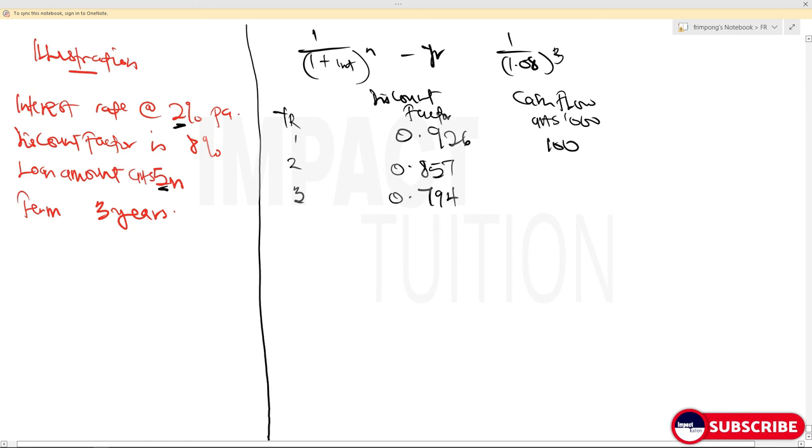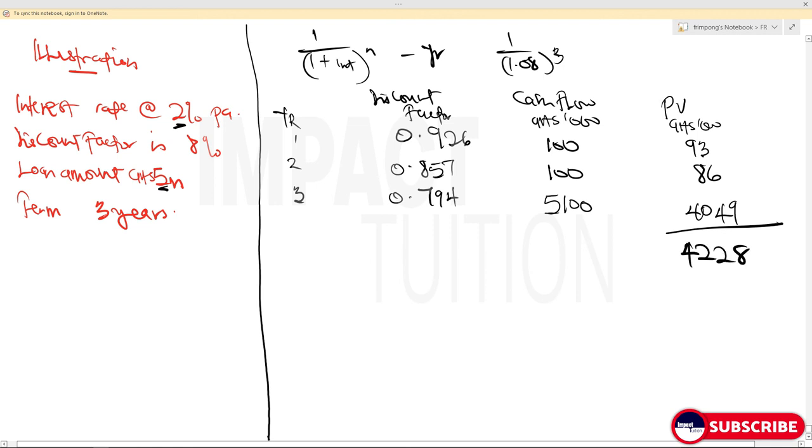Year 2, 100. Year 3, we are paying the interest plus the principal. So that will be 5,100. Then the present value is 93 for the first year, second year 86, and this is 4,049. The sum of the present values is giving us 4,228.